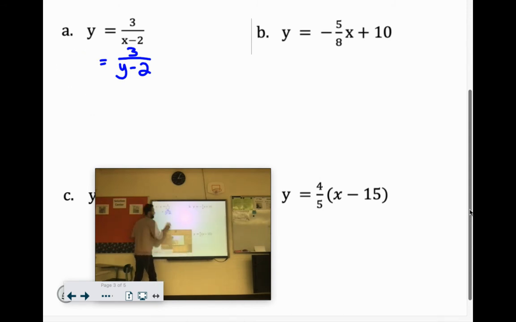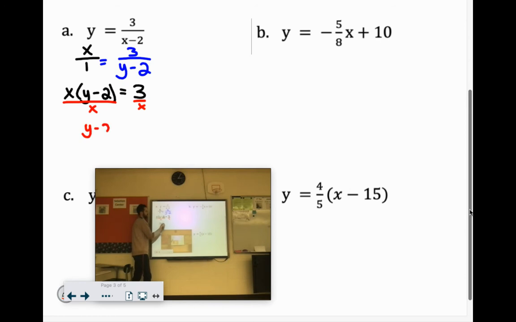So x would be x over 1. And remember, with proportions, you can cross multiply. So we're doing x times (y minus 2) equals 1 times 3, which is 3. That seems obnoxious, but we're going to get rid of the x right now. x is being multiplied here, so we divide to cancel that out. So we have y minus 2 equals 3 over x.